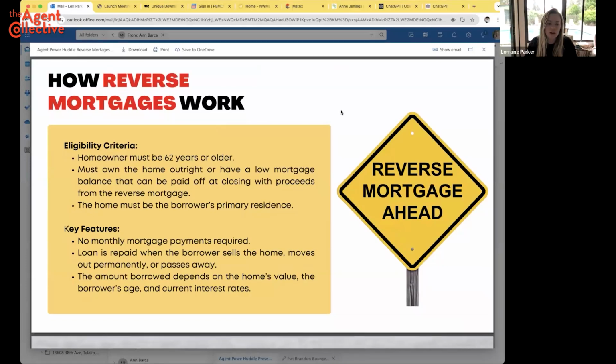So how a reverse mortgage works is homeowners must be 62 or over, must own their home outright or have a low mortgage balance that can be paid off at closing with proceeds. The home must be the borrower's primary residence. The cool thing, there are no monthly payments required on a reverse mortgage. The loan is repaid when the borrower sells the home, moves out permanently, or passes away. The amount borrowed depends on the home's value, the borrower's age, and the current interest rates.